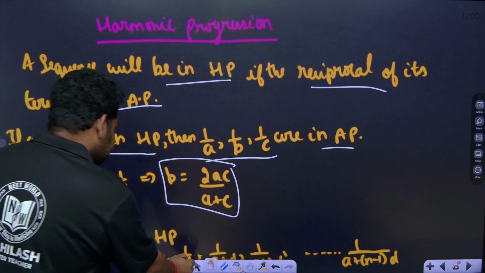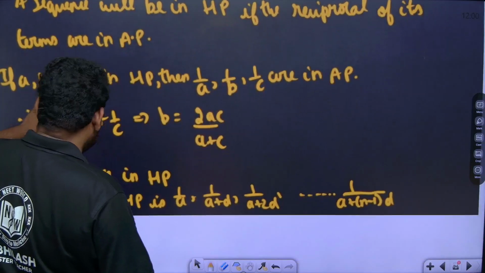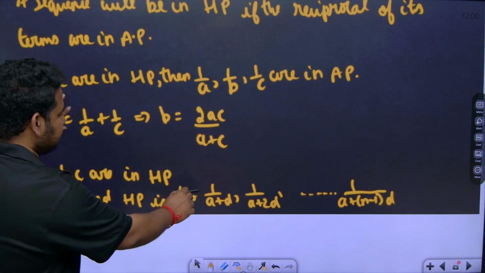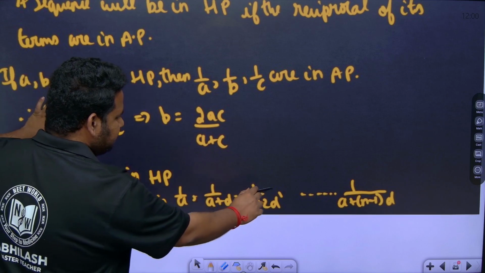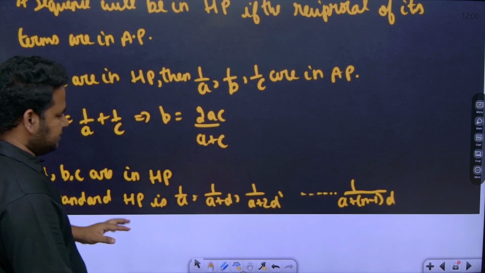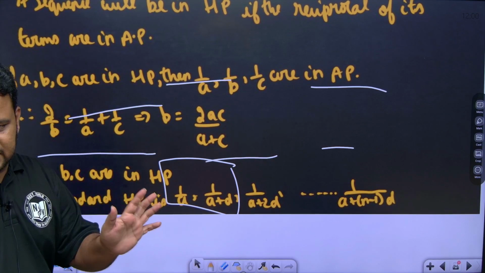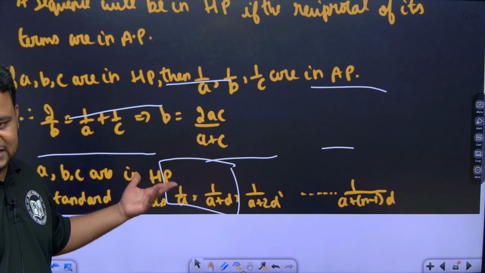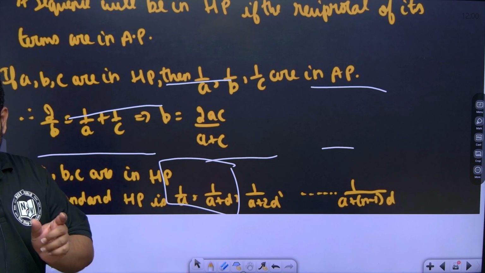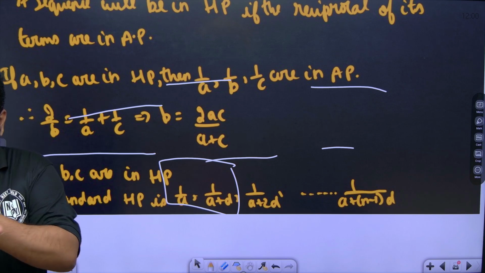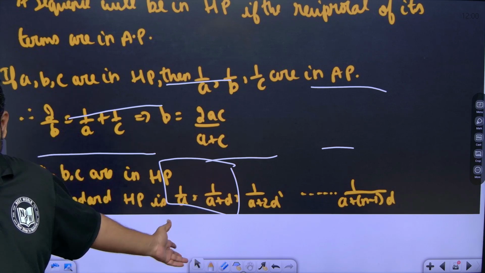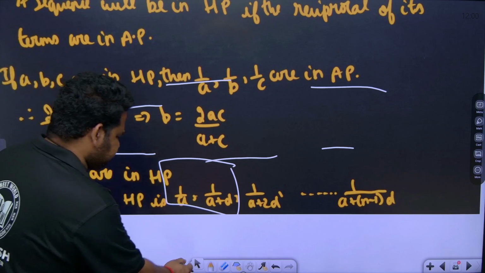So next thing is, see here, if A, B, C are in HP, the standard HP is 1 by A, 1 by A plus D, 1 by A plus 2D, up to 1 by A plus N minus 1 D. That is what we used to write normally, we are writing it in reciprocal. That is AP we are writing in reciprocal, that is HP. Clear? A, A plus D, A plus 2D, up to A plus N minus 1 into D is in AP means its reciprocal will be in HP. Clear? Okay.